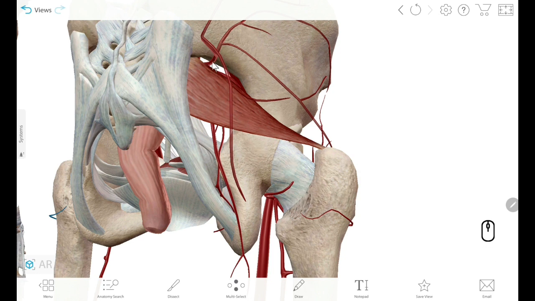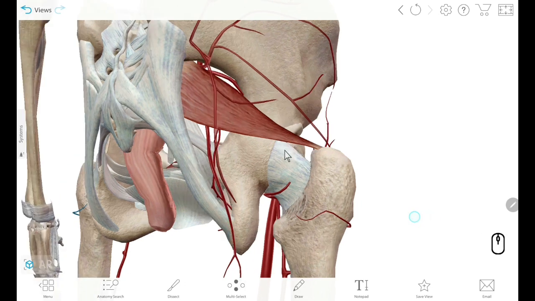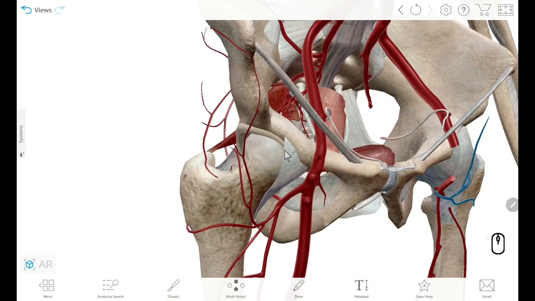The anastomosis is also formed by the descending branch of the superior gluteal artery. Remember the superior gluteal artery which was crossing along the upper border of the piriformis? So the descending branch of the superior gluteal artery and the descending branch of the inferior gluteal artery also contribute to the trochanteric anastomosis present in the trochanteric fossa.